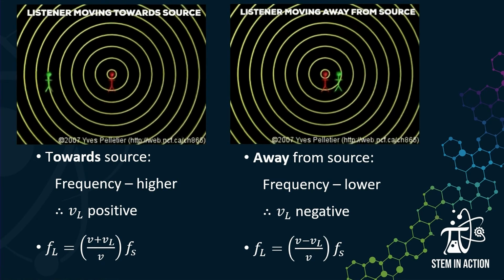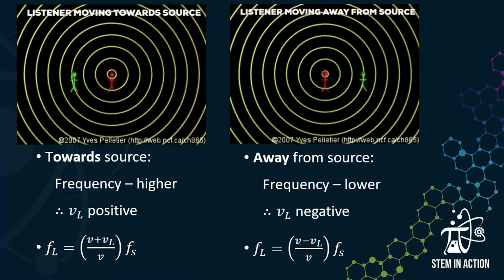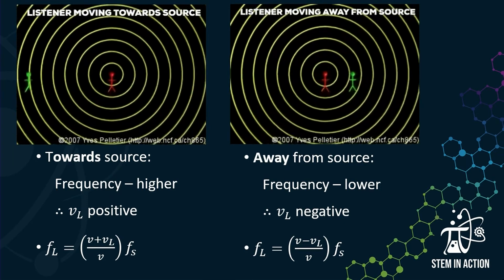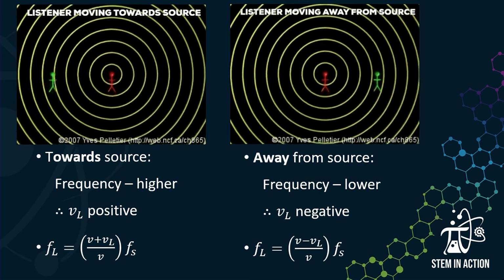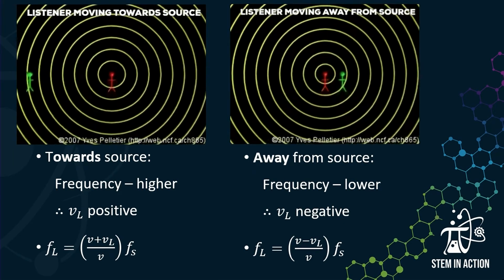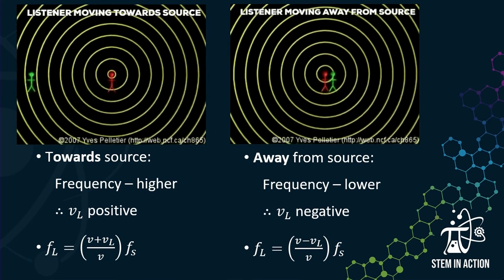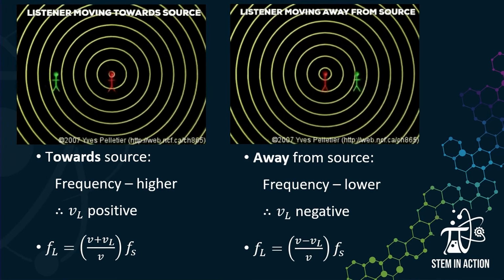If we just have a comparison of the listener moving towards and the listener moving away, we can definitely see that the listener moving towards is passing more waves and therefore has a higher frequency than the listener moving away, which has fewer waves passing it and therefore has a lower frequency.